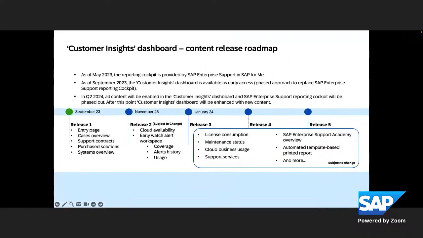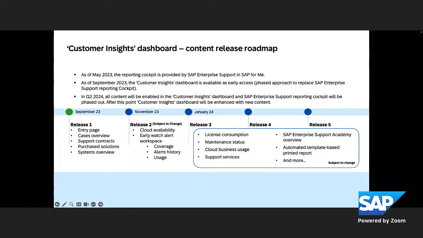So how will the release strategy look like? Well, the first release was done in September, where we released the initial content, which included entry page, cases, support contracts, purchase solutions, and system overview. The next phase was done in November with cloud availability and early watch alert. We have done this last week. And from then, the next releases will start in January and later next year.